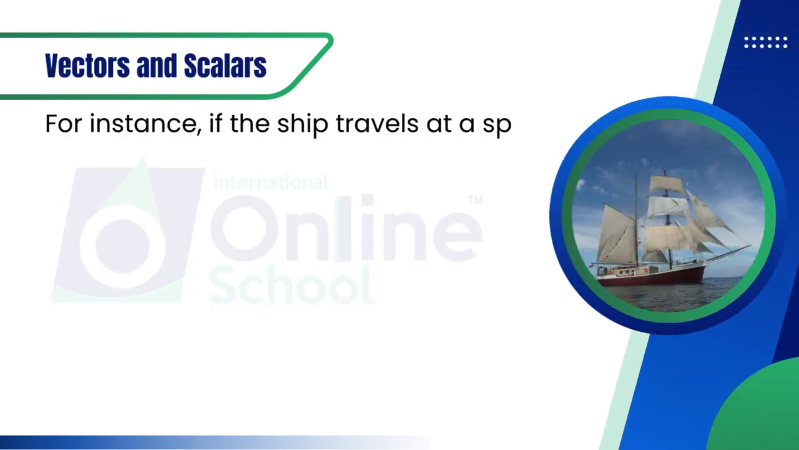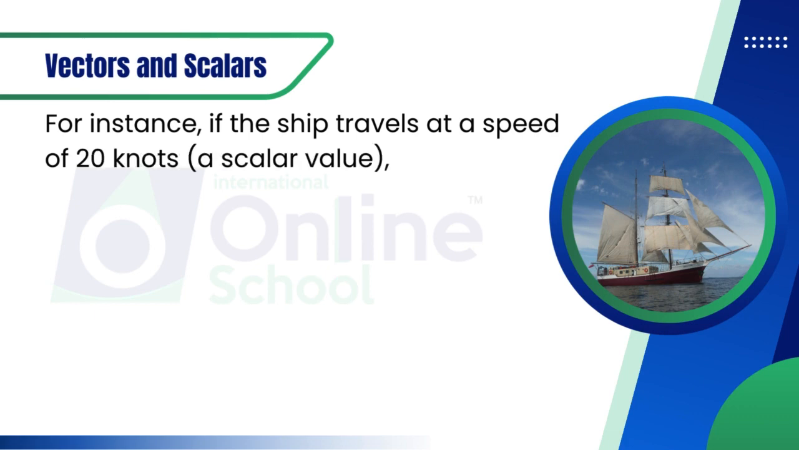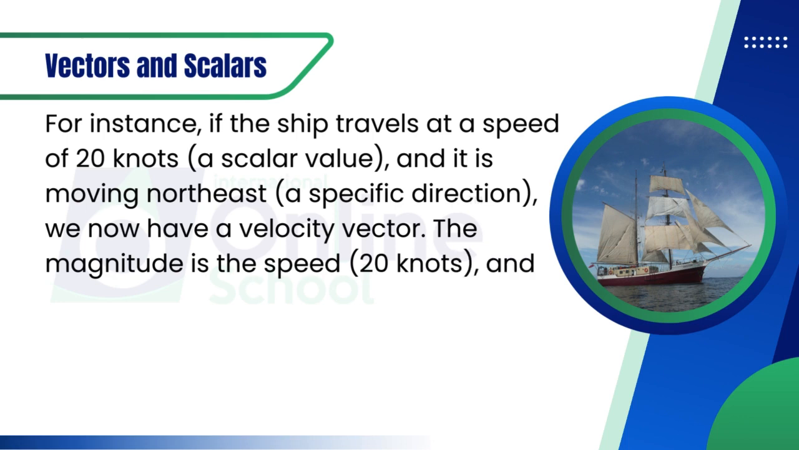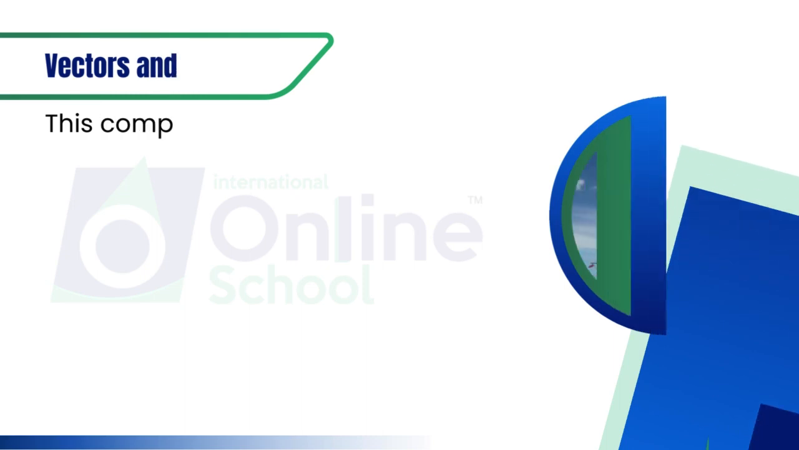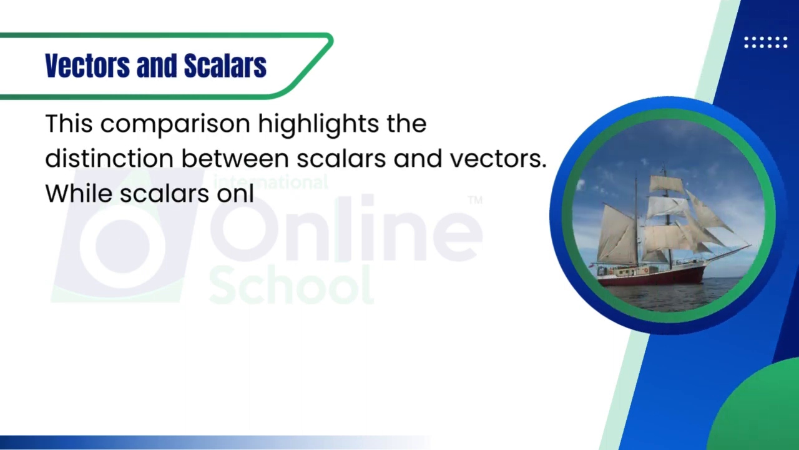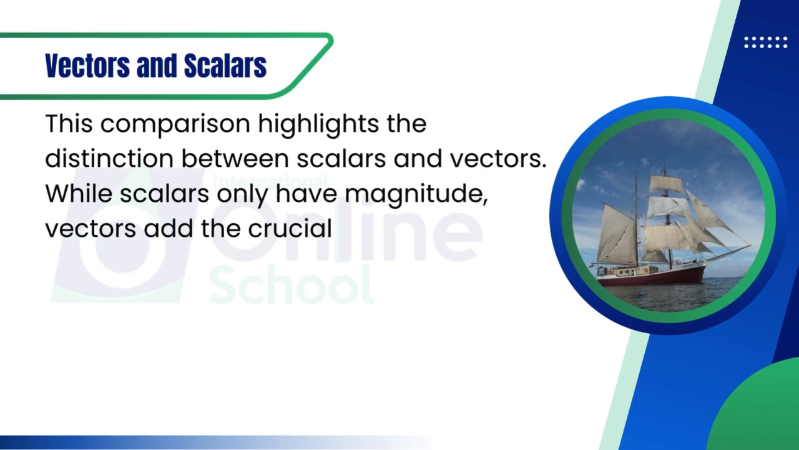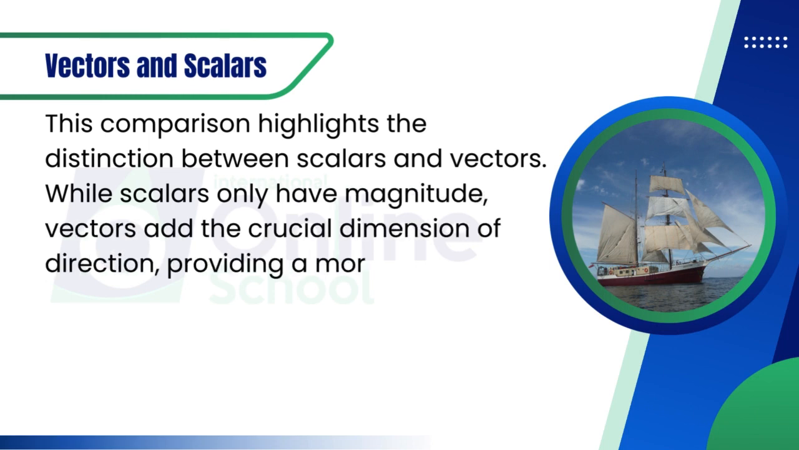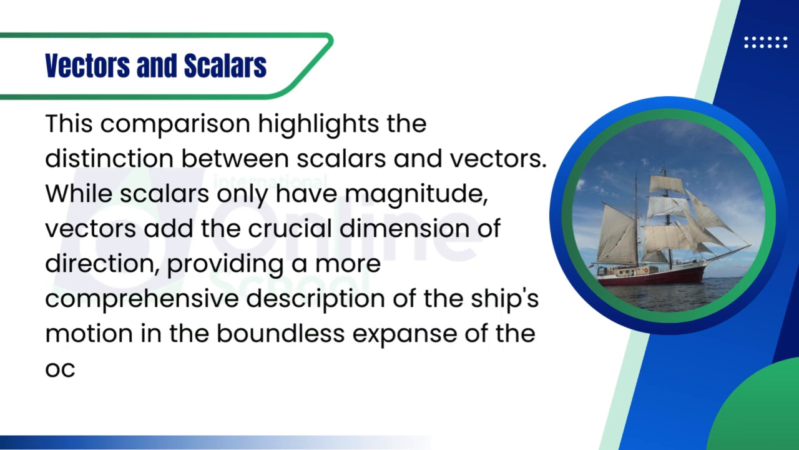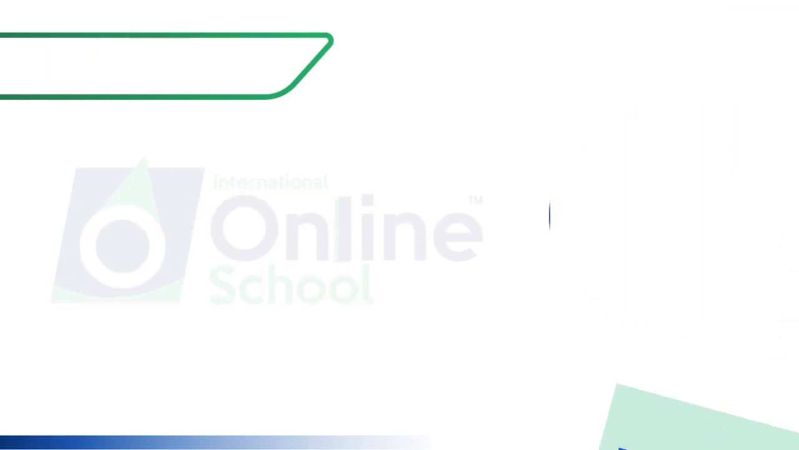For instance, if the ship travels at a speed of 20 knots, a scalar value, and it is moving northeast, a specific direction, we now have a velocity vector. The magnitude is the speed, 20 knots, and the direction is northeast. This comparison highlights the distinction between scalars and vectors. While scalars only have magnitude, vectors add the crucial dimension of direction, providing a more comprehensive description of the ship's motion in the boundless expanse of the ocean.